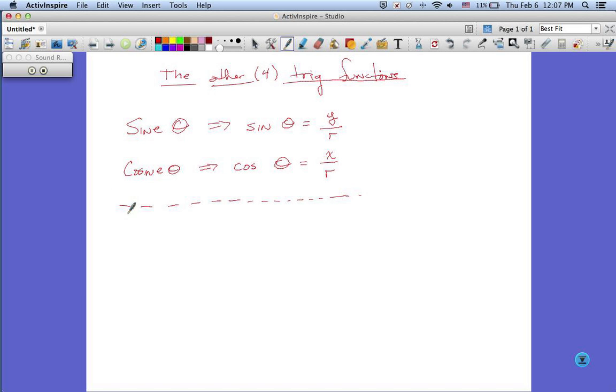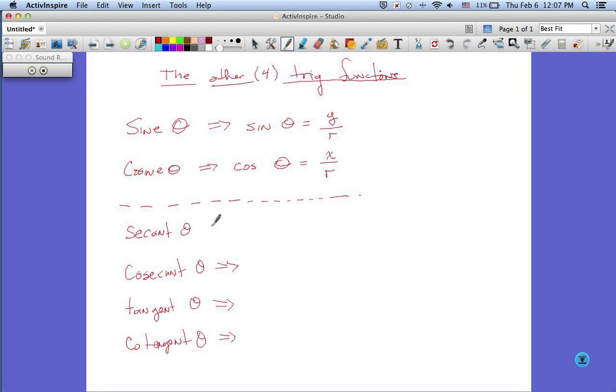So what are the other 4 trig functions? Well, they are secant, cosecant, one that's familiar to you most likely, the tangent, and of course, if we're following the pattern here, the cotangent. Alright, and the abbreviations here are to follow.